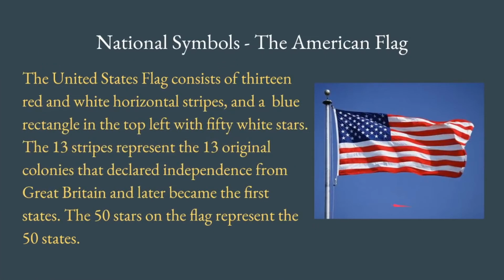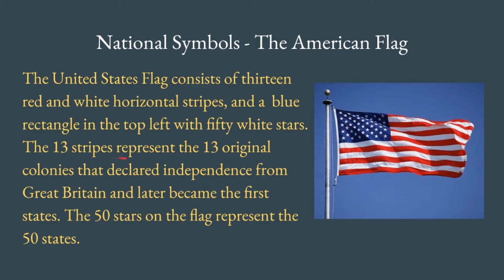All right, the second symbol to talk about is the American flag, which is this right over here. So the United States flag consists of 13 red and white horizontal stripes and a blue rectangle in the top left corner with 50 white stars. So you see the stripes and you see the stars.